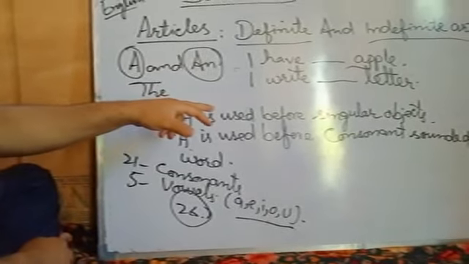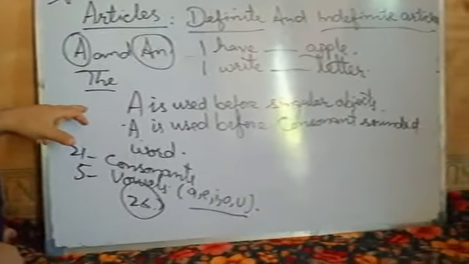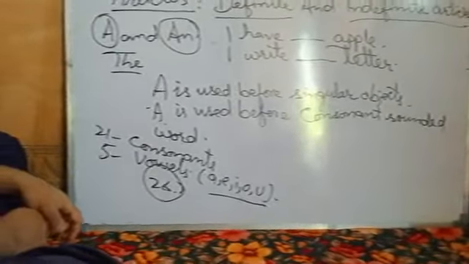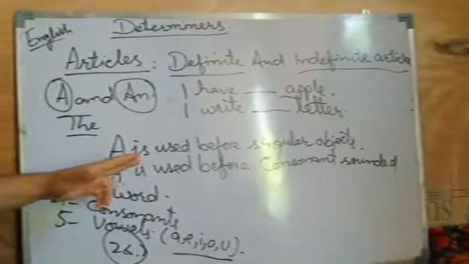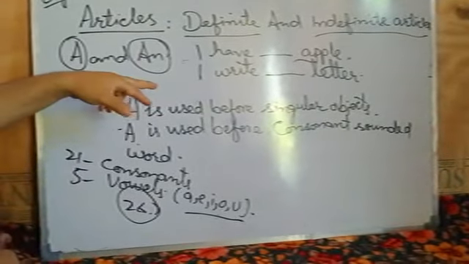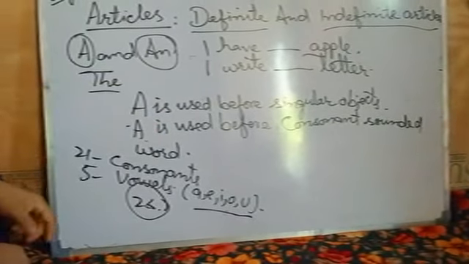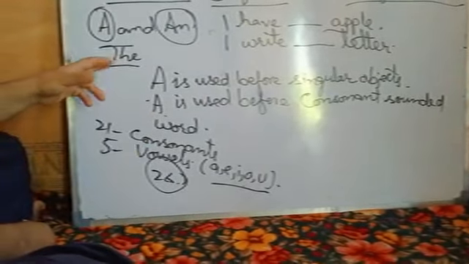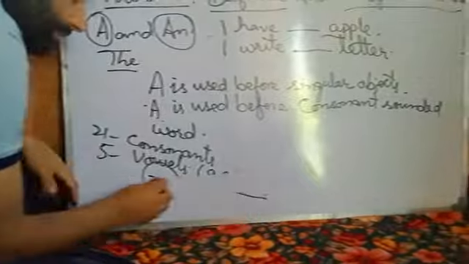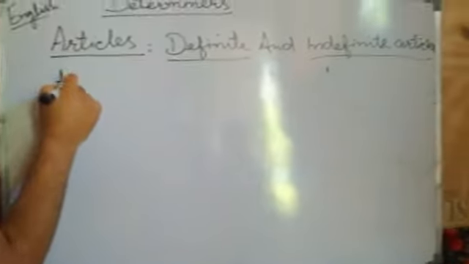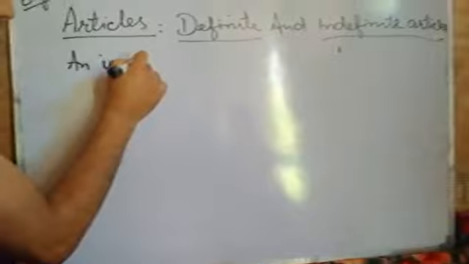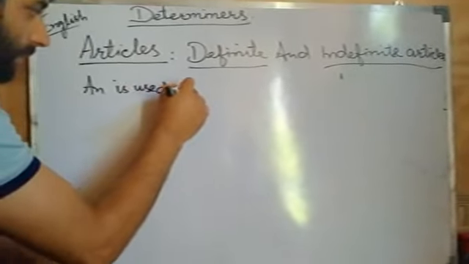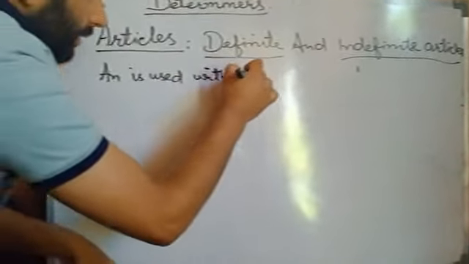A is used before a singular object when it gives a consonant sound. An is used before a vowel sounded word. The difference is only consonant sounded word and vowel sounded word. A is used before a singular object. An is also used before a singular object. Let's learn how to use these a and an. An is used with the singularity of an object.